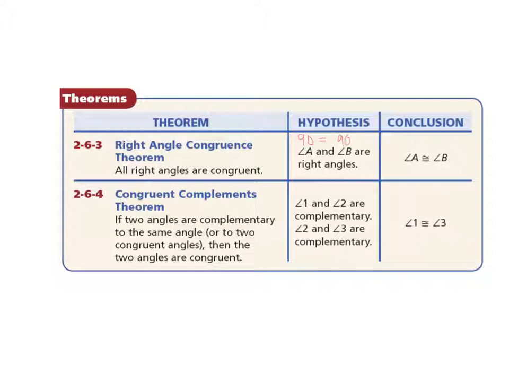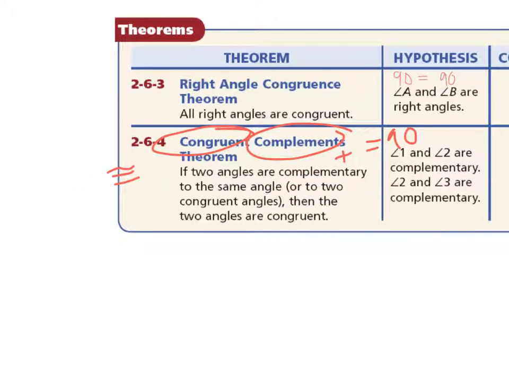So congruent complements theorem. What does it mean to be congruent? They're the same. And what does it mean to be a complement? They add to equal 90. So the congruent complements theorem is the same thing as the congruent supplements theorem, just they add to give you 90.